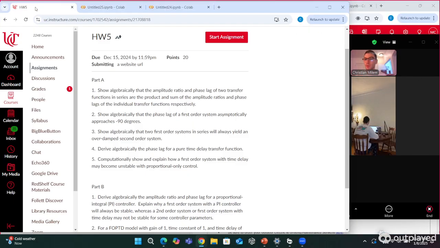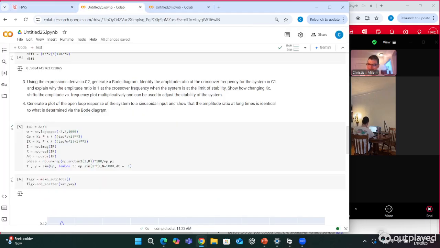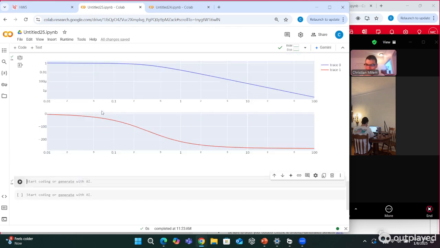All right, so last part of Part A. So computationally show and explain how a first-order system with a time delay may become unstable with proportional-only control. So like we said, the phase lag of first order can only approach negative 90 degrees, so that means that it won't go unstable. But when it has a time delay, it becomes unstable, and we're going to show why.